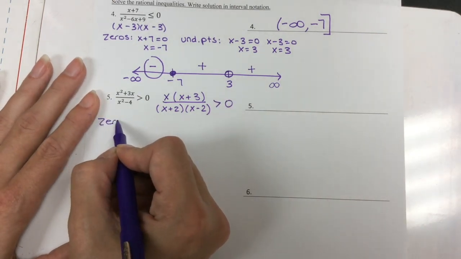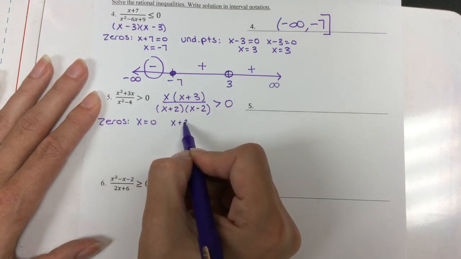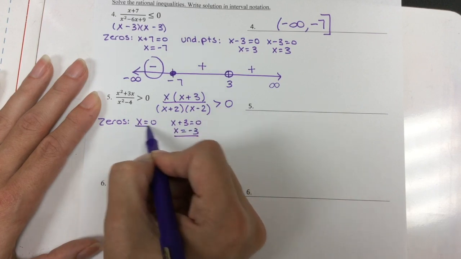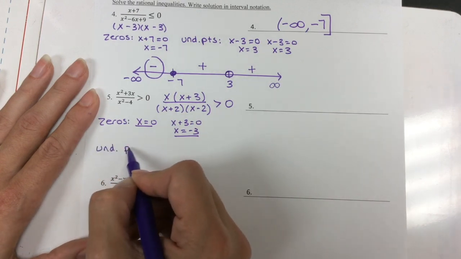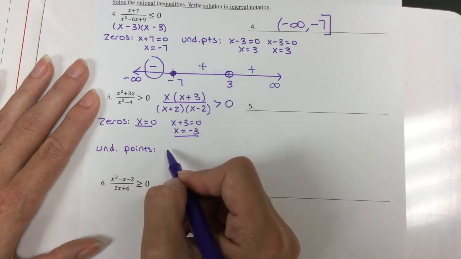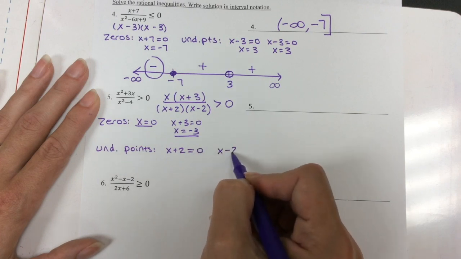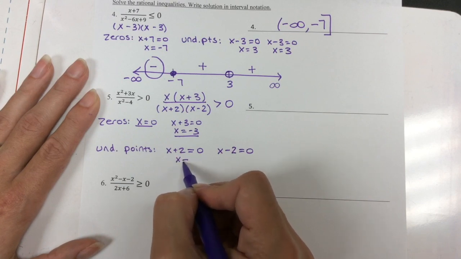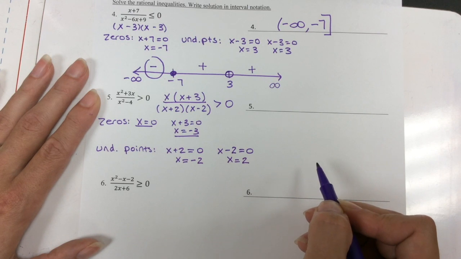First of all, figure out what your zeros are. x equals 0 and x plus 3 equals 0. So this is x equals -3. So those are my 2 zeros. Next, figure out what your undefined points are. So I'm going to take my entire denominator. So this x plus 2 equals 0 and x minus 2 equals 0. And find those undefined points. So this is x equals -2 and x equals +2.